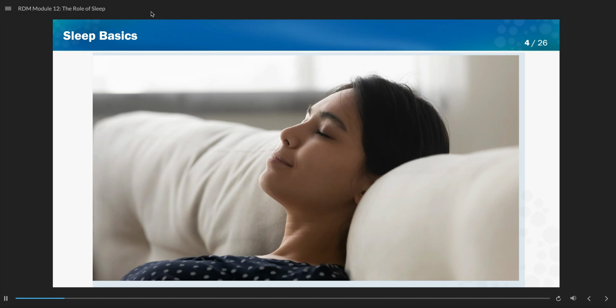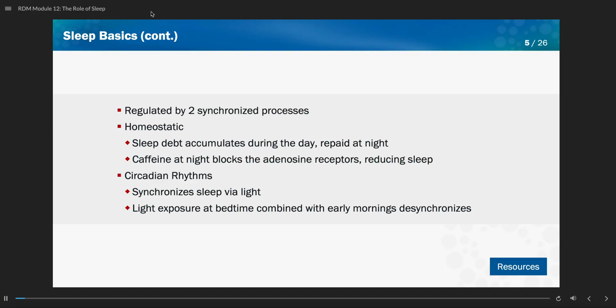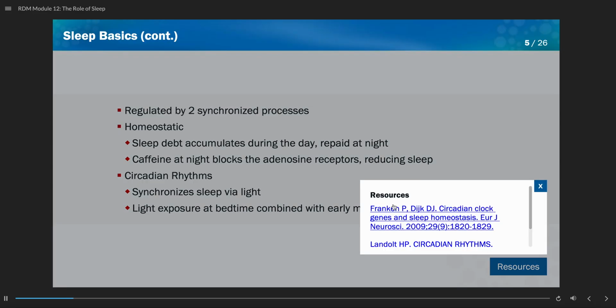So some background, we're going to dive in just briefly for a discussion on sleep physiology that's relevant to this presentation on insulin sensitivity, but it's also just a good background for any of us in healthcare to understand some of these sleep basics. Our sleep is regulated by two synchronized processes. There's the homeostatic process and the circadian rhythm process.